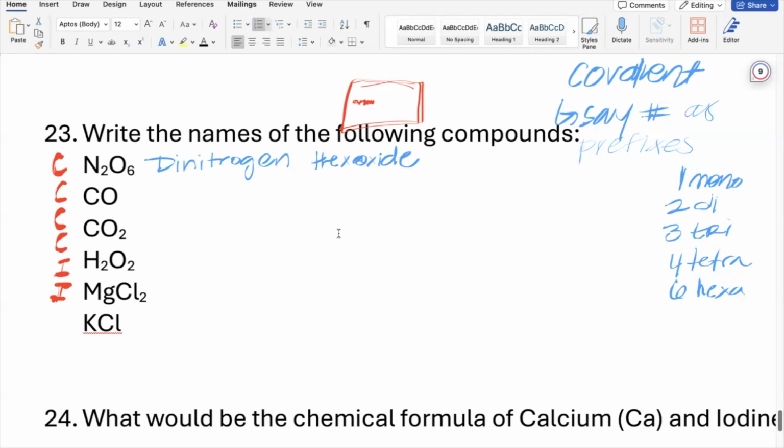CO, they both have implied subscripts of 1. So you would think it'd be monocarbon oxide, but when it's mono on the first element, you drop that. So it's just carbon monoxide.